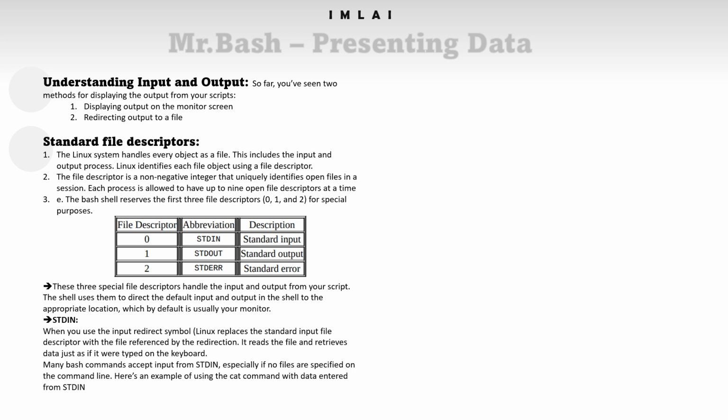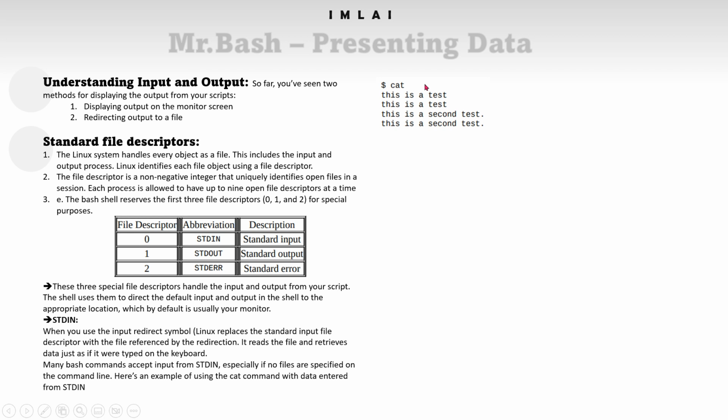Many bash commands accept input from stdin, especially if no files are specified on the command line. You can see an example on your screen, using the cat command with the data entered from stdin. So here we have used a cat.